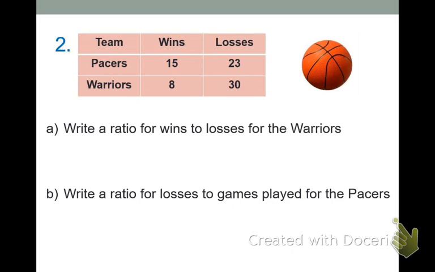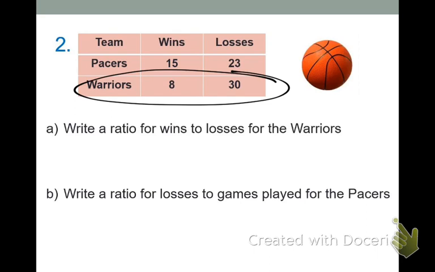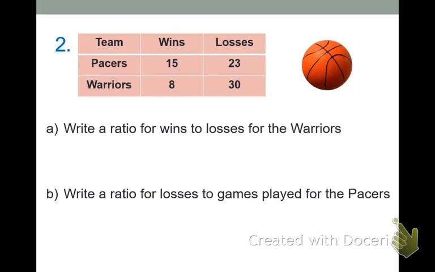This table here shows you the wins and the losses for both the Pacers and the Warriors. So the first one asks us to write a ratio for wins to losses for the Warriors. So we're just going to be dealing with the Warriors here. Who can tell me what you wrote for your ratio? Kyla, what'd you do? 15 over 23. Okay, she got 15 over 23.